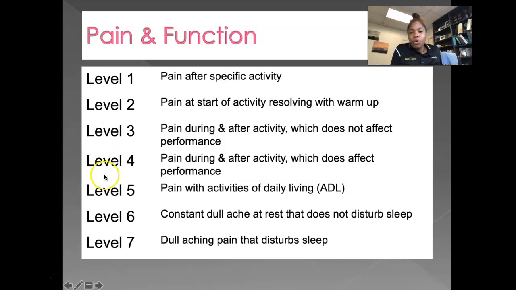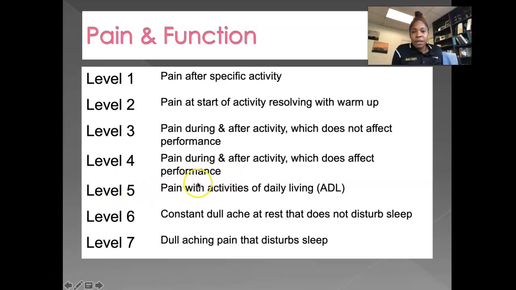It's our level 4 through 7 patients that really cause us the most problems, because most often we have to remove them from participation. So it's pain during and after activity that does affect performance. So anytime pain affects performance, we have to reduce their ability to participate in competition or practice. It really just depends. Certainly doesn't have to mean they can't practice, but if there's something that's exacerbating the signs and symptoms, then we remove them from that particular activity.